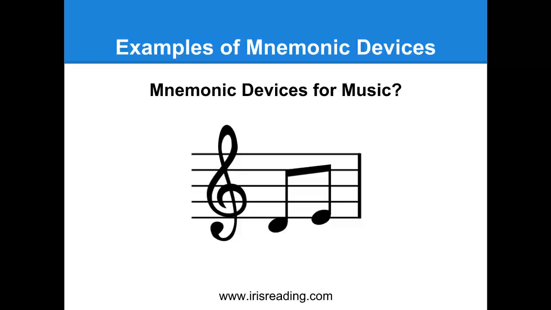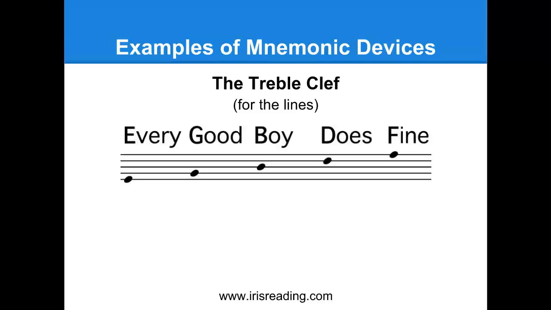So for the treble clef, you can use the mnemonic device, and this is probably one of the most common mnemonic devices out there for people that learn music. Every good boy does fine. And if you're not familiar, this is for E, G, B, D, F on the treble clef. Now, these are referring to the lines, but also you have to keep in mind there's also spaces.